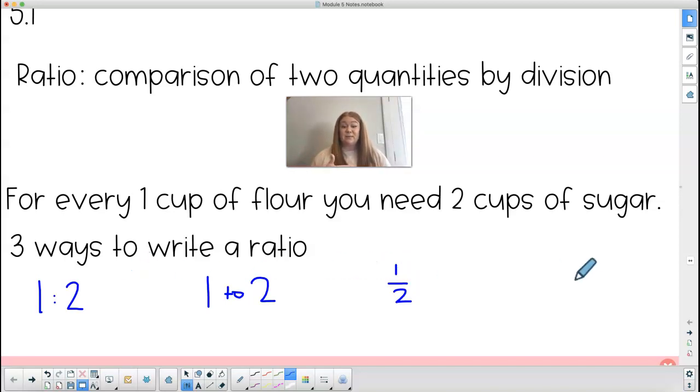So 3 ways to write a ratio. 1 cup of flour to 2 cups of sugar. So we compared cups and cups, flour, sugar. Every time I have 1 cup of flour, 2 cups of sugar. 1 to 2, 1 to 2.